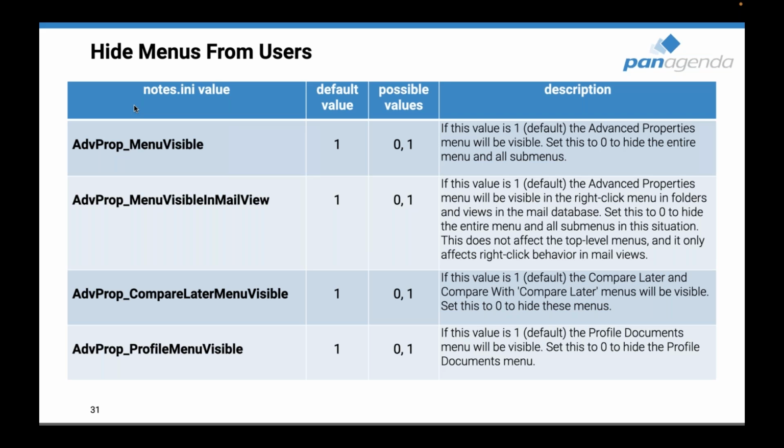And then the users will never see that advanced properties menu at all. They won't see it in the right-click menu, you won't see it in the main menu, even the Control-Alt-L just won't work. If you want to hide it just in the mail view, which is kind of the default for the info box, then you can set mail visible in mail view to 0.